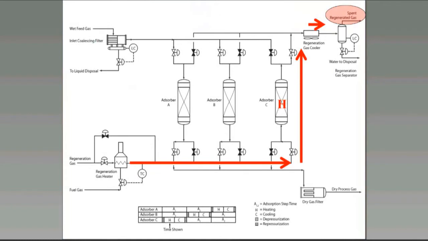This summarizes the schematics that we have just discussed and shows that the peaks during regeneration will end up in the spent regeneration gas, and what you'll need to do is ask yourself, where is the spent regeneration gas going, and can it tolerate the peaks?